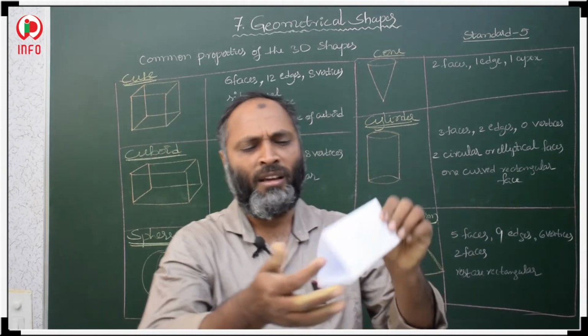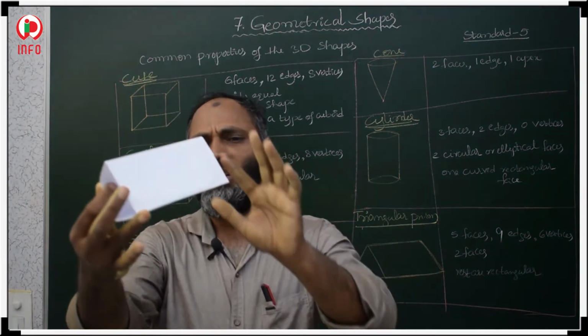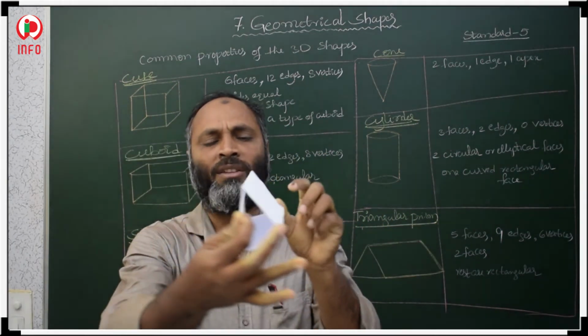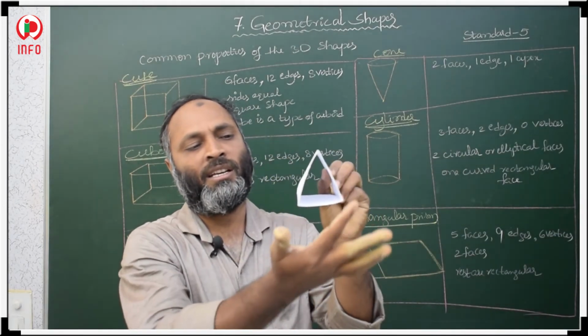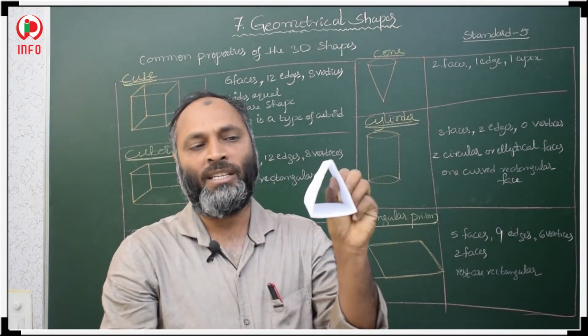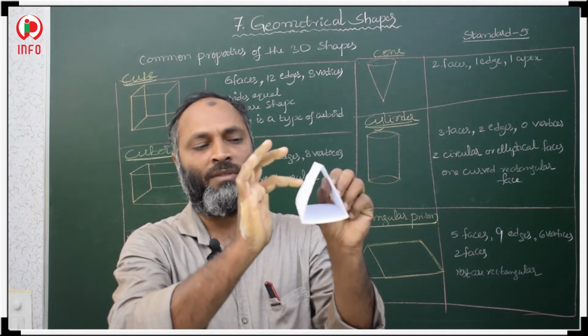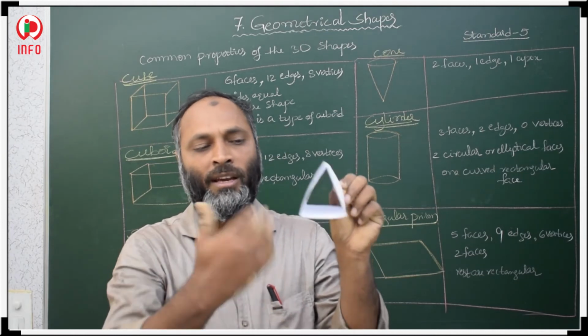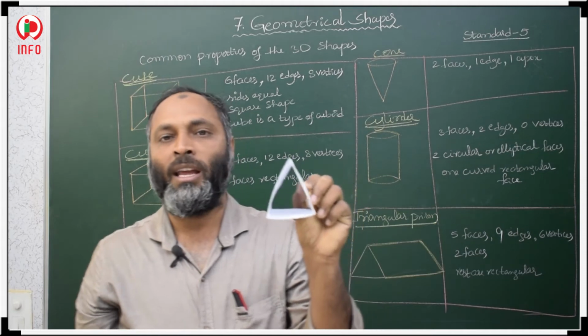See here. In the top we have 3 edges, 1, 2, 3. So here also we have 3 edges, 1, 2, 3. Top and bottom 3 and 3, 6, 7th edge, 8th edge, 9th edge. Total 9 edges. At the top we have 3 edges, at the bottom 3 edges. 3 plus 3, 6. And surrounding 3 edges, 1, 2, 3. Total 9 edges.